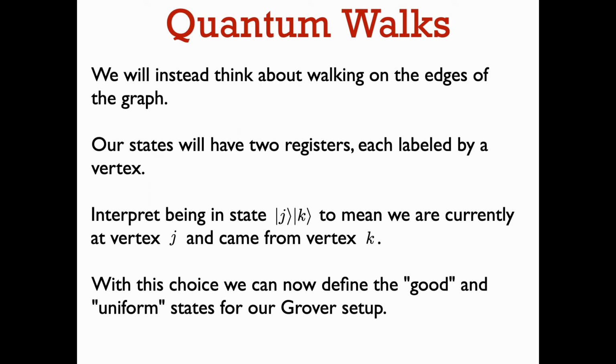This leads us to think that we need to add some notion of history to remember the vertex that we are coming from. We will instead think about doing the walk on the edges of the graph rather than the vertices. Our states will have two registers, each labeled by a vertex. Being in state j tensor k means that we are currently in vertex j and came from vertex k. Using this definition, let us see what the good and uniform states of our walk should be in analogy with Grover's algorithm.